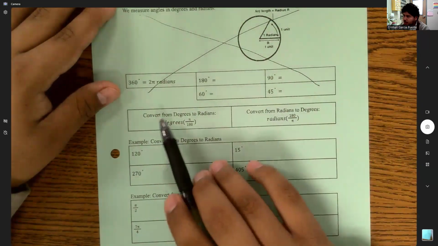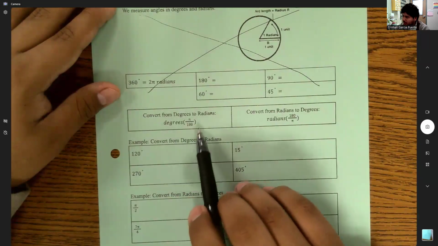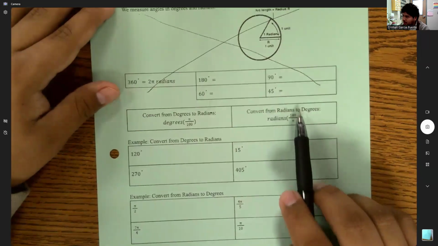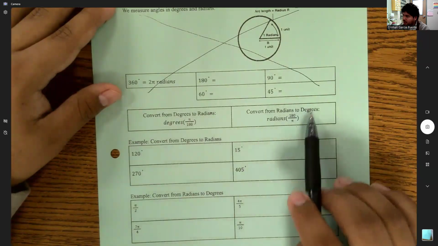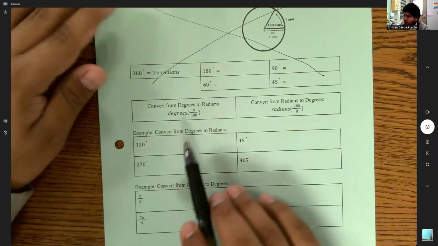The way that you convert from degrees to radians is you're just gonna multiply by pi over 180. From radians to degrees, it's 180 over pi. So all you gotta remember is degrees to radians is pi over 180, and radians to degrees is 180 over pi. So we have the examples.